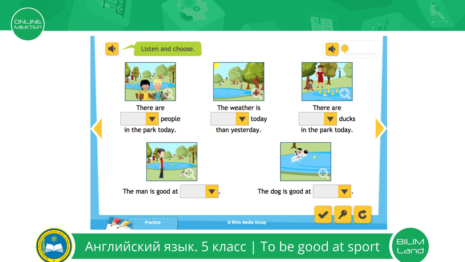Listen and choose. It's noisy in the park today. There are more people than last week. That's because the weather is sunny today. It was worse yesterday. It rained all day, didn't it? And there are more ducks on the lake today. Aren't they sweet? Look, that man's throwing a ball into the lake. The ducks are going away. He's better at throwing than me. Yes, and look at his dog. It's going to get the ball. It's really good at swimming. Dogs love swimming. Don't you know that? Yes, of course I do.